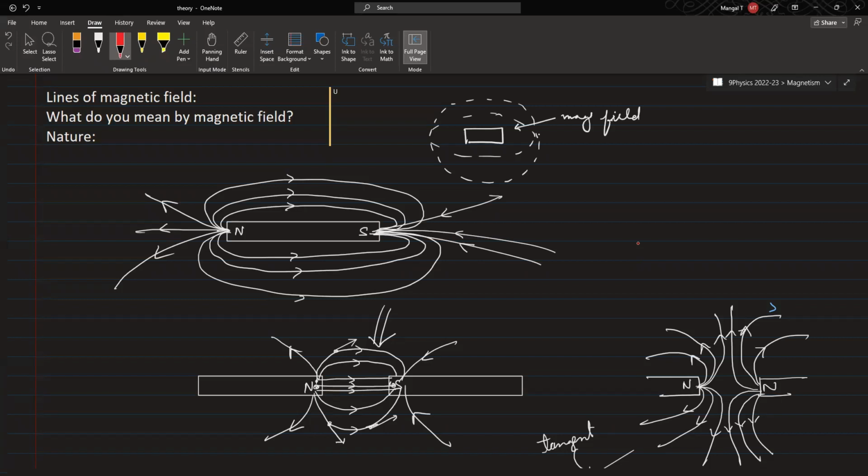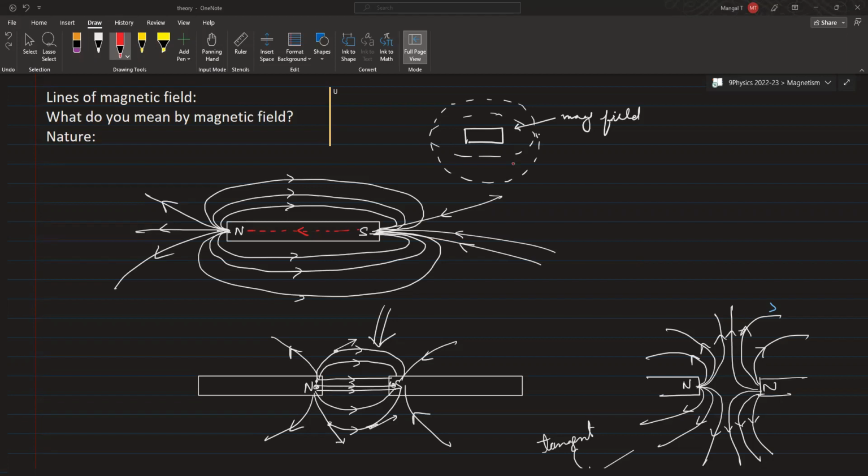The magnetic field lines are continuous loops. So the loops start from the north and end on the south on the outside, but inside the magnet the field line is going from south to north. So outside it is going from north to south, inside it is going from south to north.